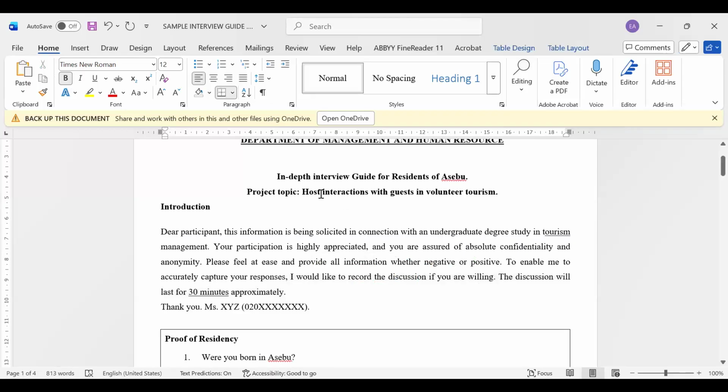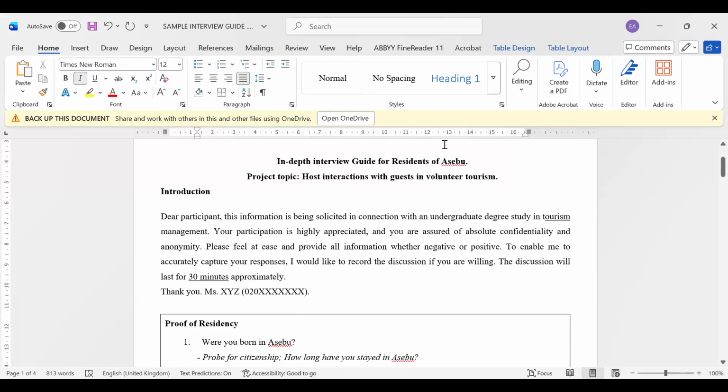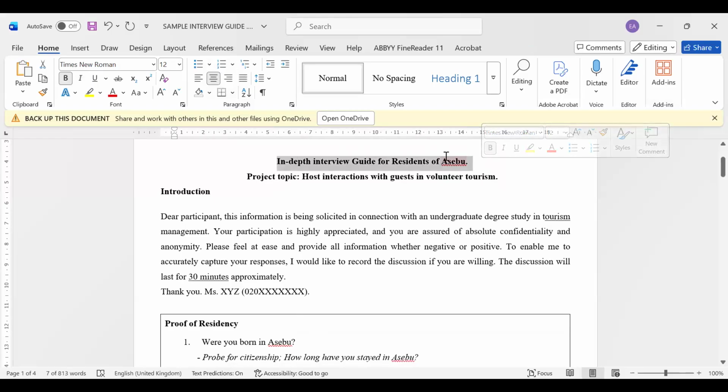Now for this study, the study sought to understand how locals interact with tourists in what we call volunteer tourism, which is a type of tourism where the visitors stay in the communities and do humanitarian projects whilst visiting the country. So they are not the typical tourists who go to the beach the whole time and relax. No. So that is the premise for this particular interview guide. This particular interview guide was for the residents. The location for the study was Asebu in the central region. So you can see in-depth interview guide for residents.